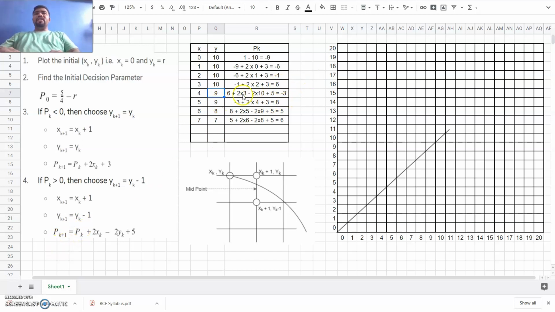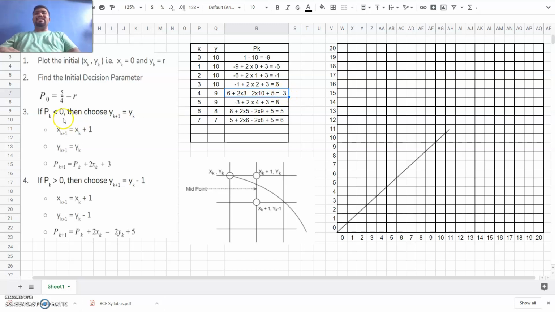You can see that is 6 plus 2 into the previous x. So previous x was 3, so 2 into 3 minus 2 into the previous y. That was 10, so 2 into 10 plus 5. So if you do this, it is 6 plus 2, 3 are again 6, 12 minus 20, that is minus 8, minus 8 plus 5 is equal to minus 3. So you have minus 3 over here.